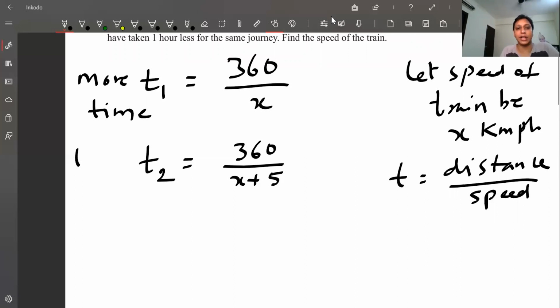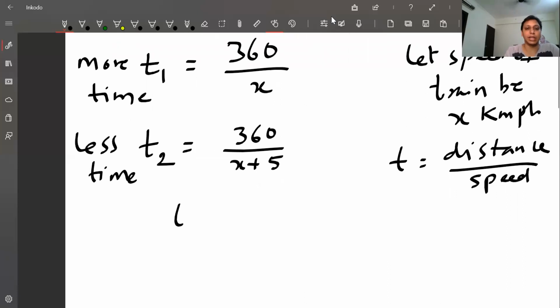Okay, and what is the difference between them? So t1 minus t2 is equal to 1 hour, which is given in the statement. So it will turn up to 360 by x minus 360 by x plus 5 equal to 1.